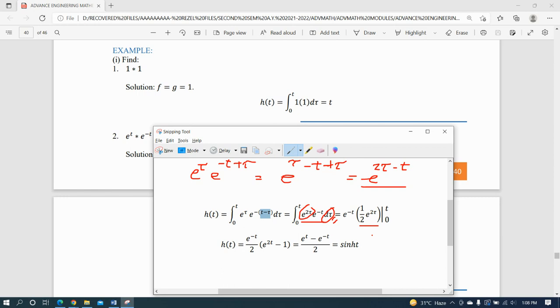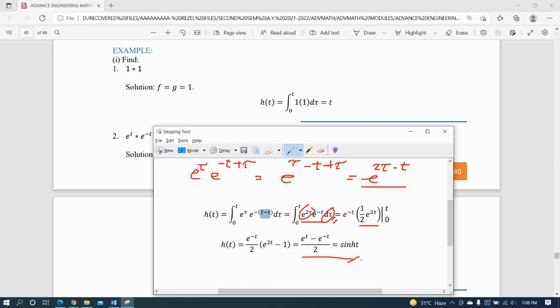Factor out mo lang ulit si e raised to negative t over 2, and from e raised to 2 tau, isubstitute mo na si tau ng t at saka 0. So when tau is t, you have e raised to 2t, minus when tau is 0, you have 1 or e raised to 0. So the result now is equal to e raised to t minus e raised to negative t over 2. Or if you can still remember, applying Euler's formula, that is equal to sinh t or hyperbolic sine t.